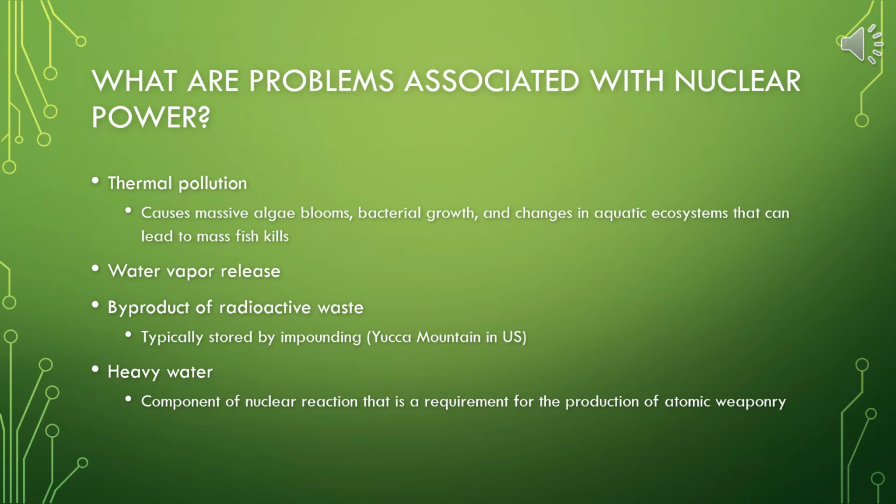You also have the byproduct of radioactive waste that has to be stored indefinitely, and it's stored by impounding. In the US, a good amount of nuclear material is impounded at Yucca Mountain. And lastly, there's the production of heavy water. This is a requirement for the production of atomic weaponry. So when heavy water is produced, it's something we have to take very seriously, and we have to maintain and protect it very particularly.